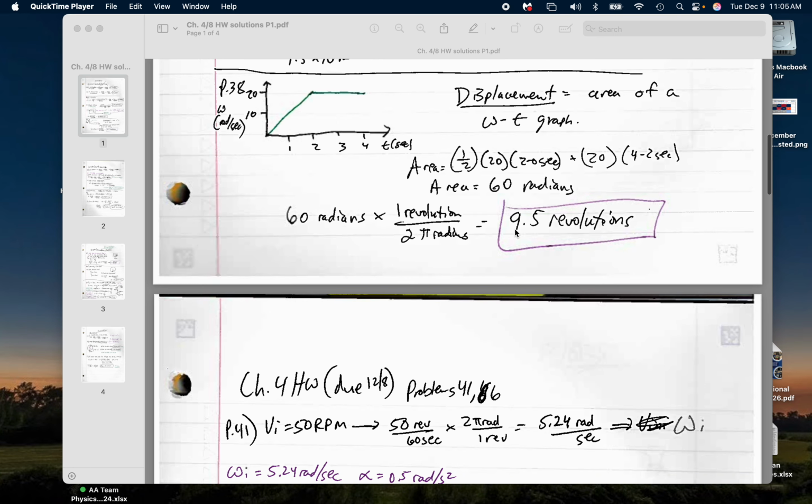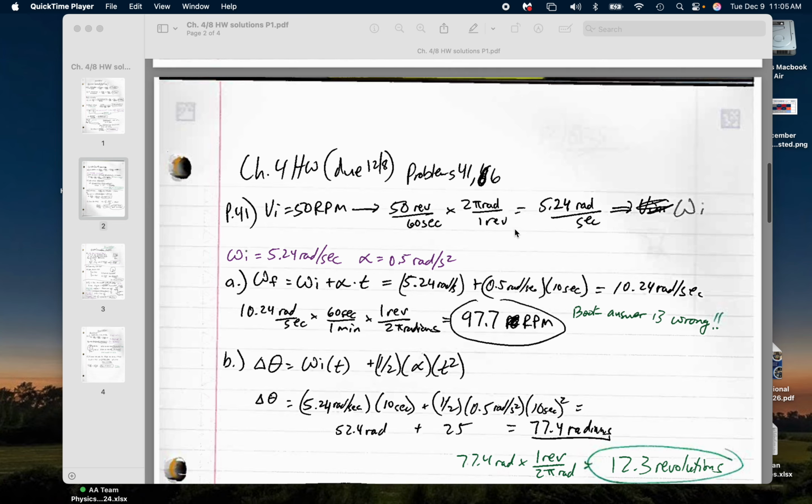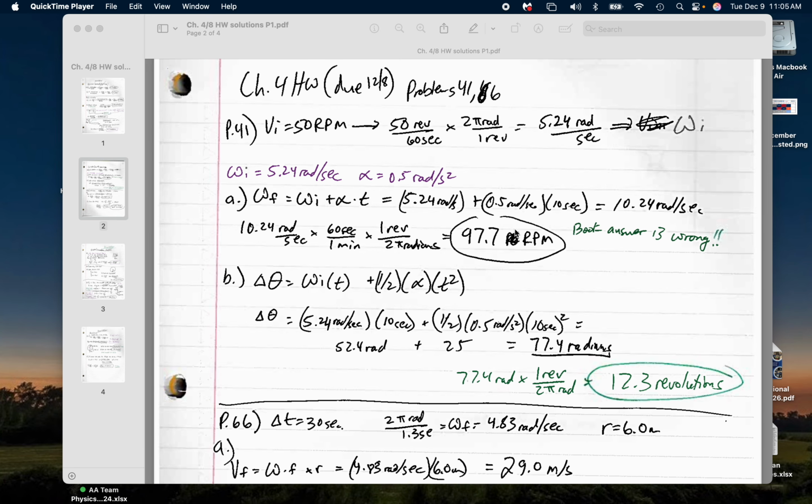So that was kind of a nice one. Chapter 4, problem 41 and 46. So 41, it's a bicycle wheel which was rotating at 50 RPMs, and the cyclist began to pedal harder, giving the wheel a constant angular acceleration of 0.5 radian per second squared. What's the wheel's angular velocity 10 seconds later? So this is just using a kinematics formula. First of all, I converted this to my initial angular velocity of 5.24 radians per second.